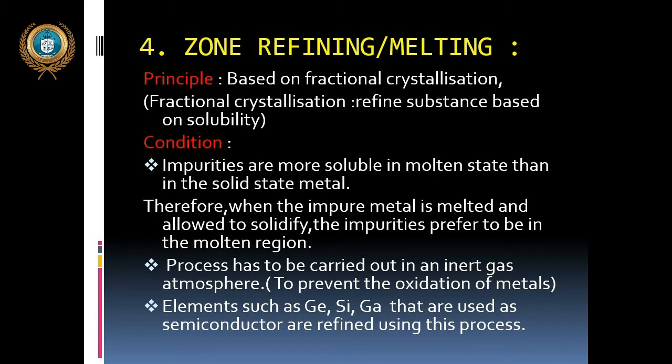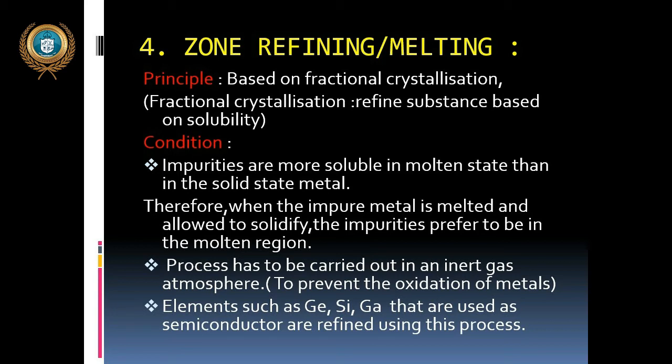I hope you have got a clear idea about the electrolysis process. Next we move on to zone refining. Zone refining is also called zone melting. From this name you can guess what is happening here. In a particular zone, a melting process happens, so the impurities get melted and we remove them. This is zone melting. Very simply, the impurities get melted and can be removed.